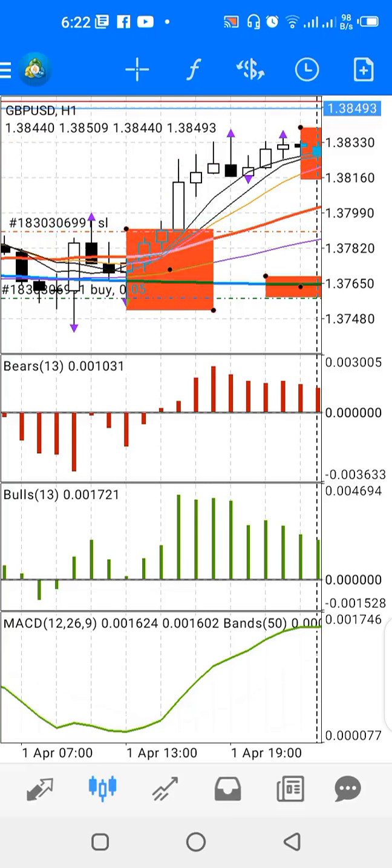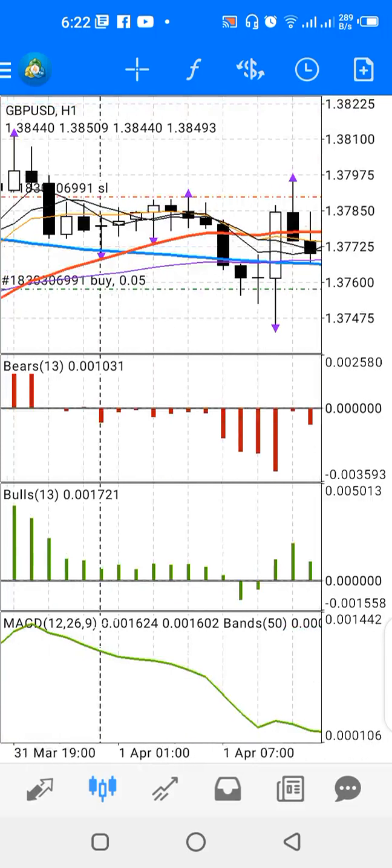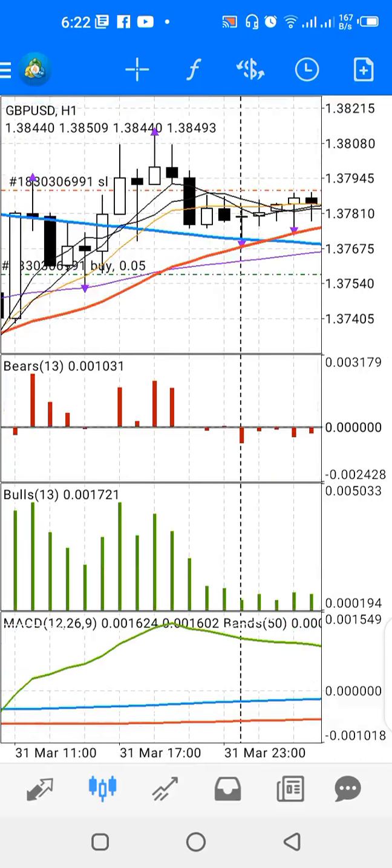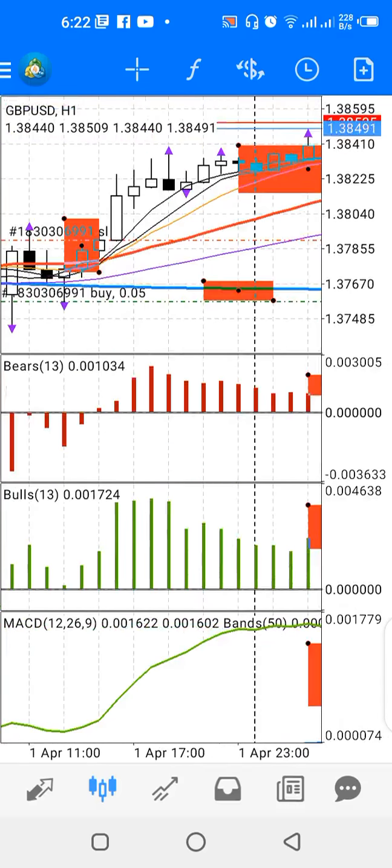I buy when price is above, or around here. This is a good buying spot. This is a good spot to place your buy trade. So that's for when to buy.